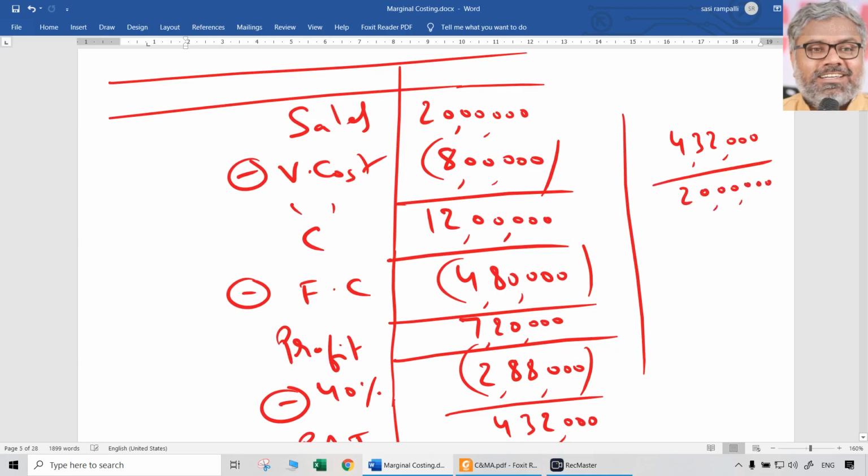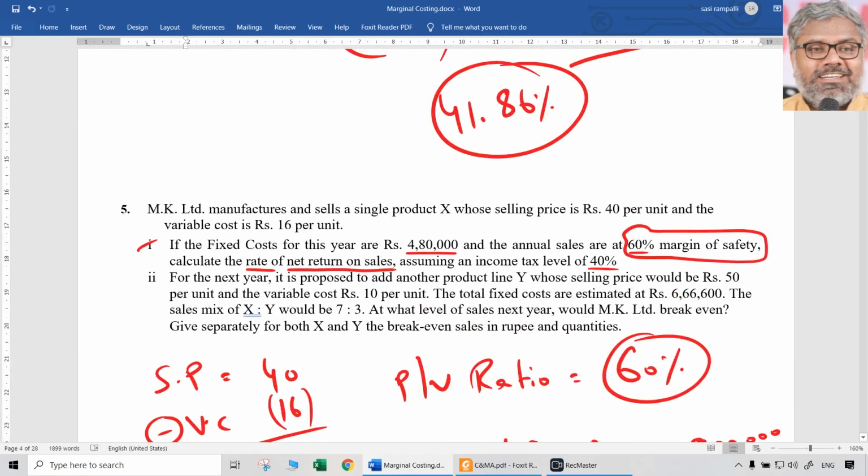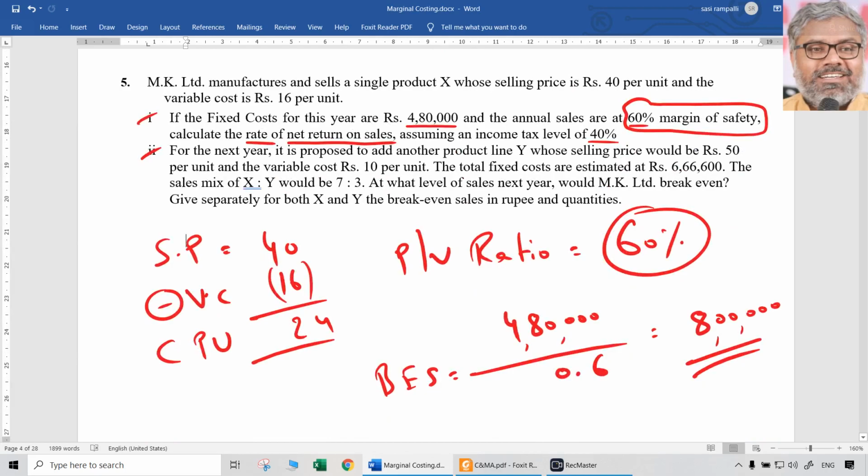So what is the profit ratio? Net profit ratio you can call it. Rate of profit you can call it. 4,32,000 divided by 20 lakhs into 100. So the answer finally is 21.6%. That is the rate of profit as a percentage of sales. That is the question asked in the first point of the fifth question. Now, the second point is completely different. For the next year, it is proposed to add another product line Y. Already they are producing product X. That is okay.